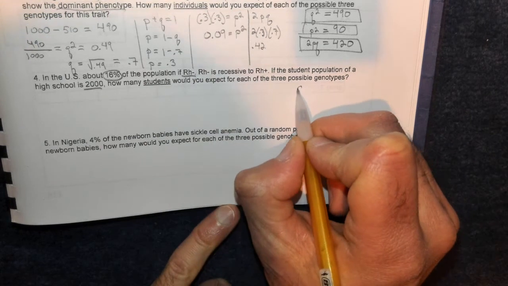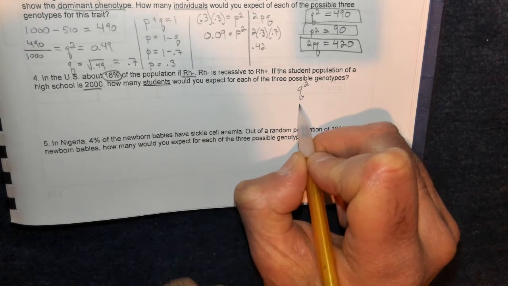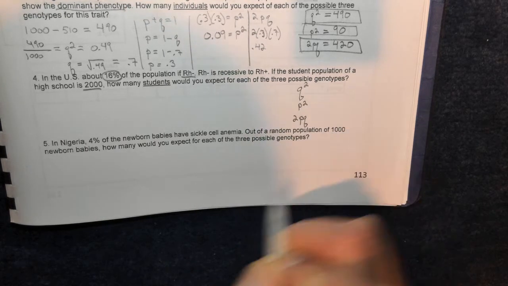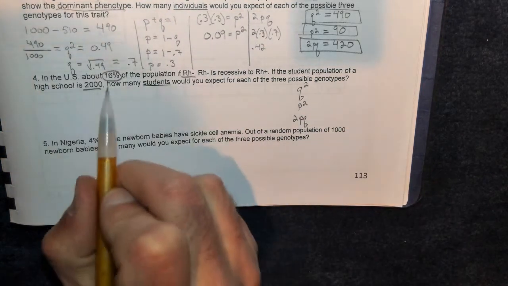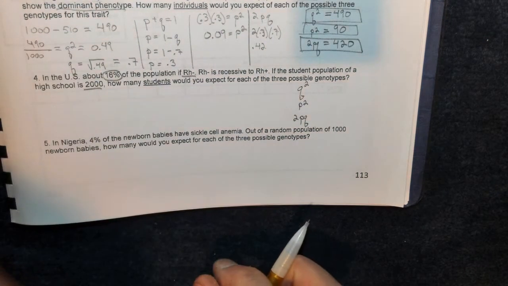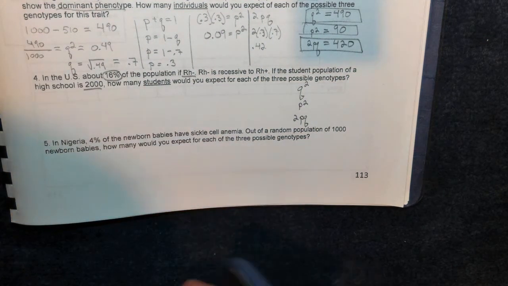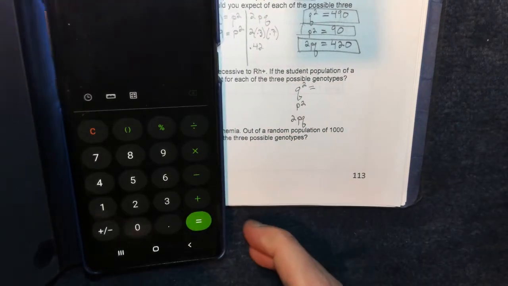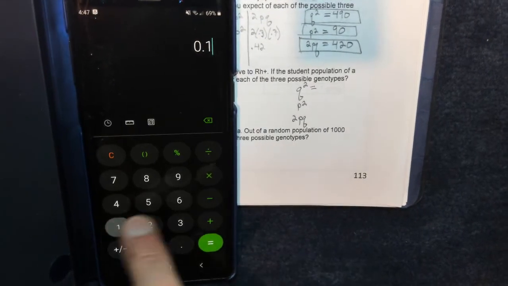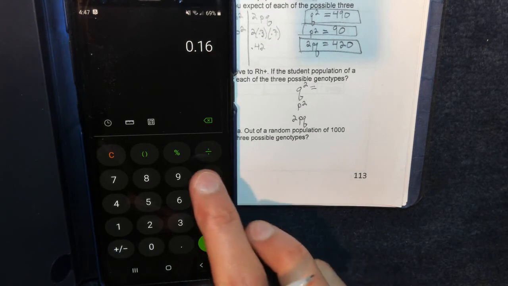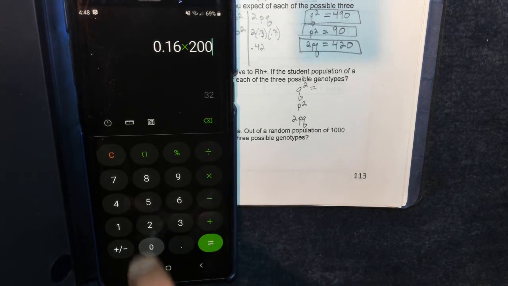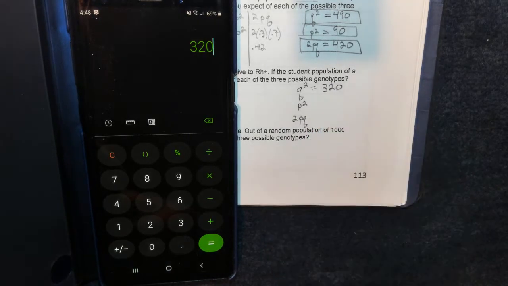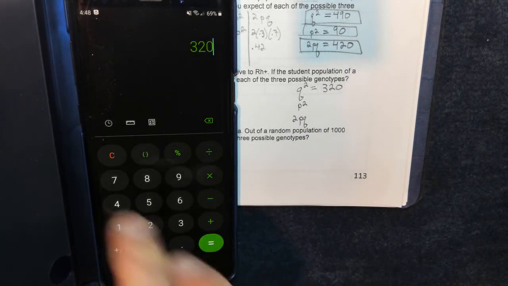So again, they want q squared, p squared, and 2pq. So 16% of the population out of 2,000 is going to give us q squared. All we need to do is type into our calculator 0.16, that's 16%, times 2,000, that equals 320 individuals. That one was easy.